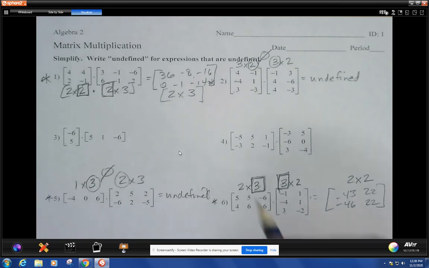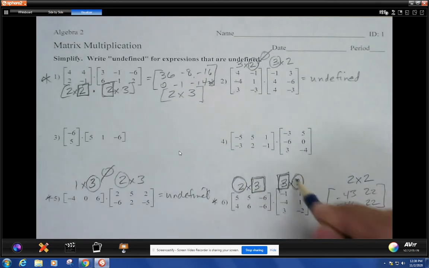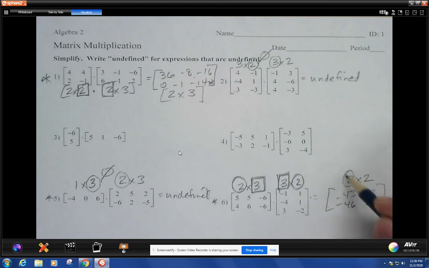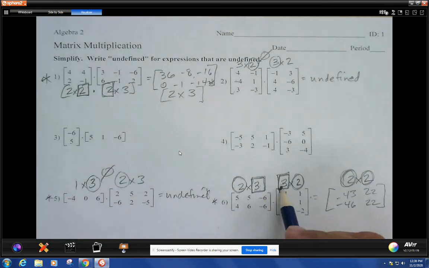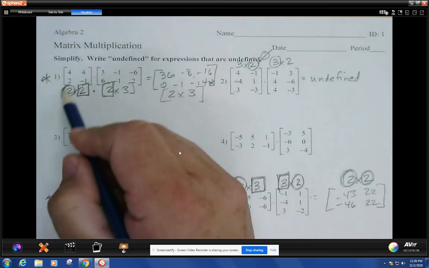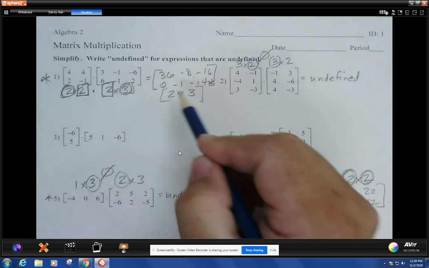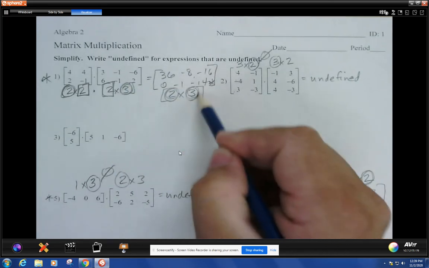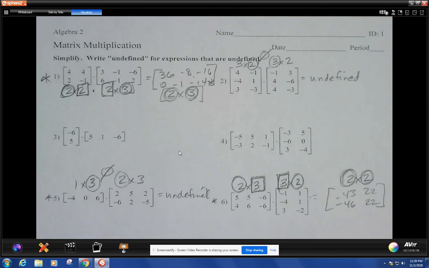Here's where it gets even spookier. Are you ready for this? Notice these outside numbers are a 2 and a 2. And notice what my answer ended up coming out as, a 2 by 2. So not only does this tell you whether you can multiply it or not, it also tells you what your answer is going to be. Notice this was a 2 by 2. Notice this one, my outside numbers were a 2 by 3, and that's exactly what my answer ended up being. Again, I told you this was a little spooky, okay?